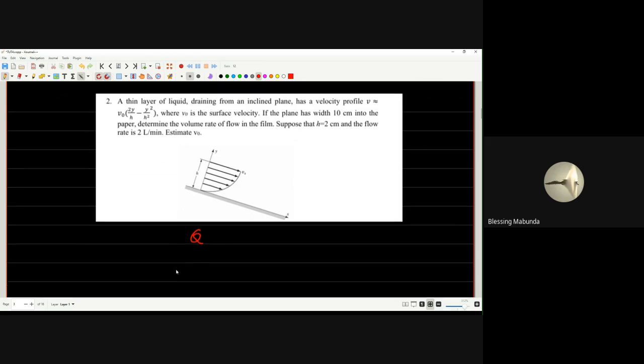And what we have is dV dt. That's what the 2 liters per minute gives us. That's volume over time.